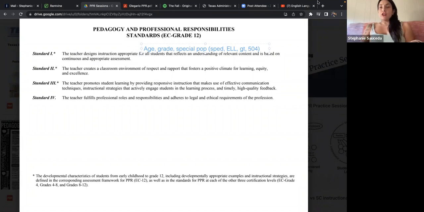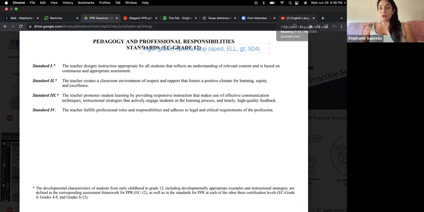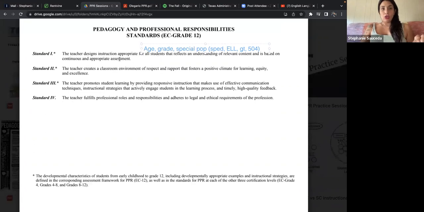So standard one in your document that comes from the state is about you designing instruction that is appropriate for all students. And what all means is in the scenario and for the purposes of real life in your classroom, what grade are you teaching? I just was talking to a math teacher who was having difficulties. He's an intern. He came in mid-year. He was having difficulties with classroom management. Even for a veteran teacher, it is difficult to come into a classroom mid-year.